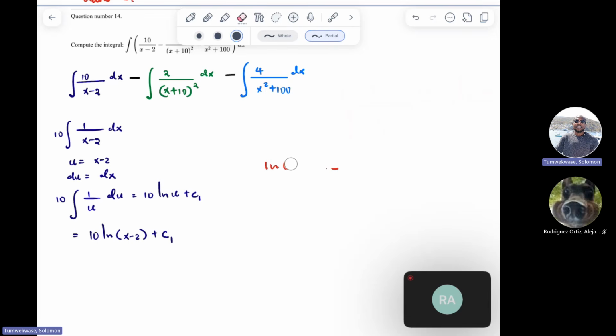But all I'm saying is that when I differentiate x minus 2, I get 1, then the final answer for this integral should be the natural log of the denominator, which is x minus 2, and that is what we are getting there.